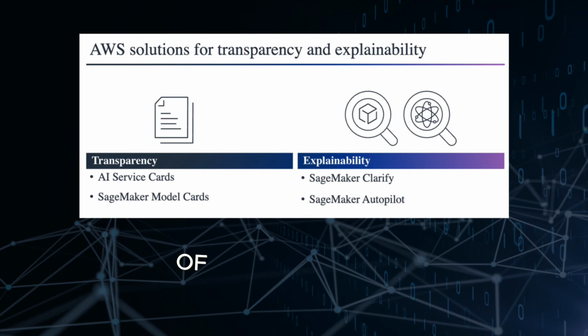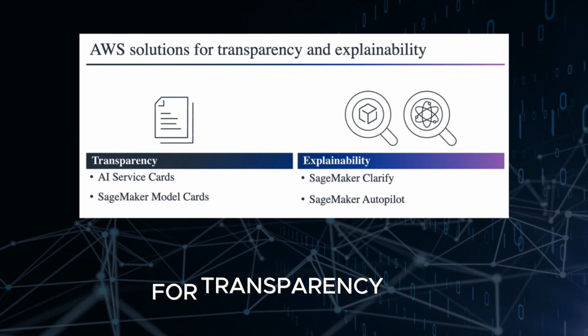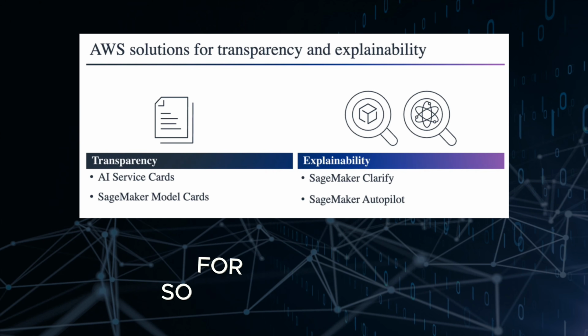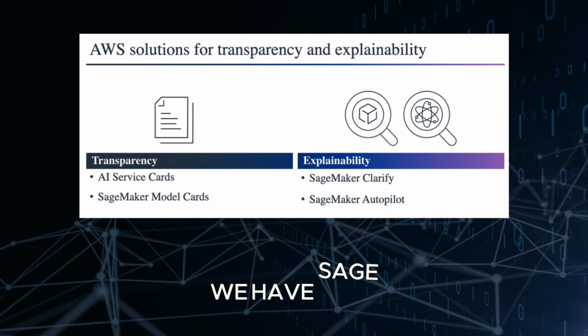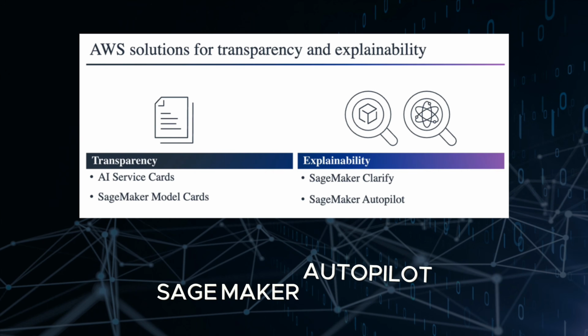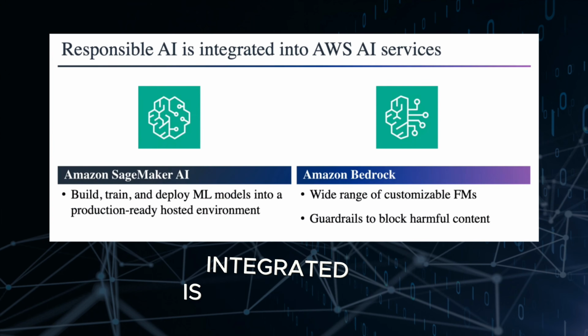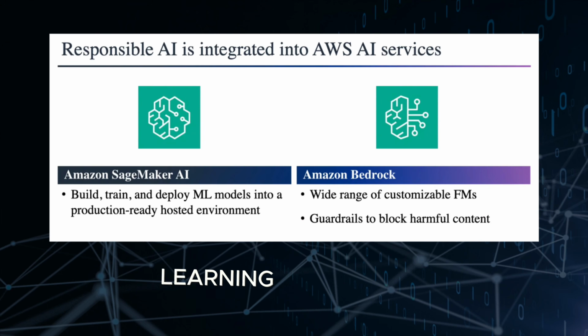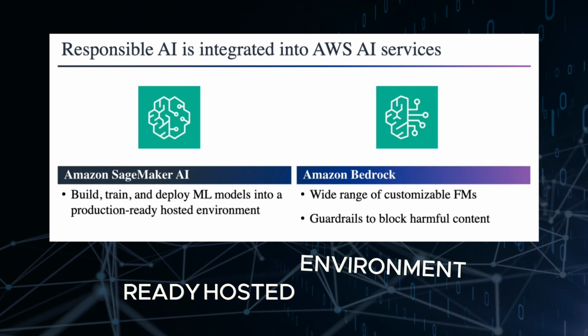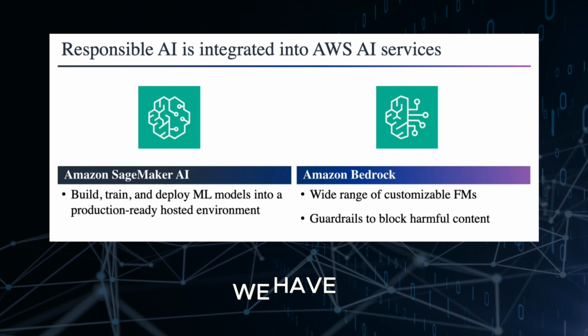But now let's take a look at some of AWS's solutions for transparency and explainability. So for transparency, we have AI service cards and we have SageMaker model cards. For explainability, we have SageMaker Clarify and SageMaker Autopilot. And responsible AI is integrated into AWS AI services. So with Amazon SageMaker AI, you can build, train, and deploy machine learning models into a production-ready hosted environment. And with Amazon Bedrock, we have a wide range of customizable FMs or foundation models and guardrails to block harmful content.